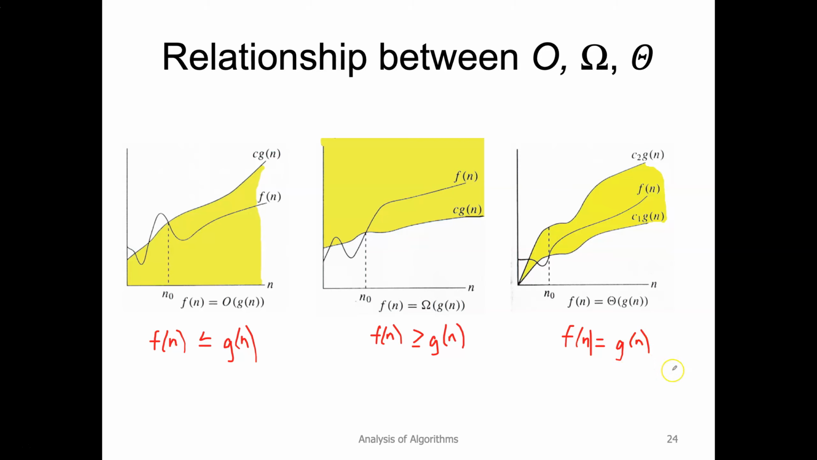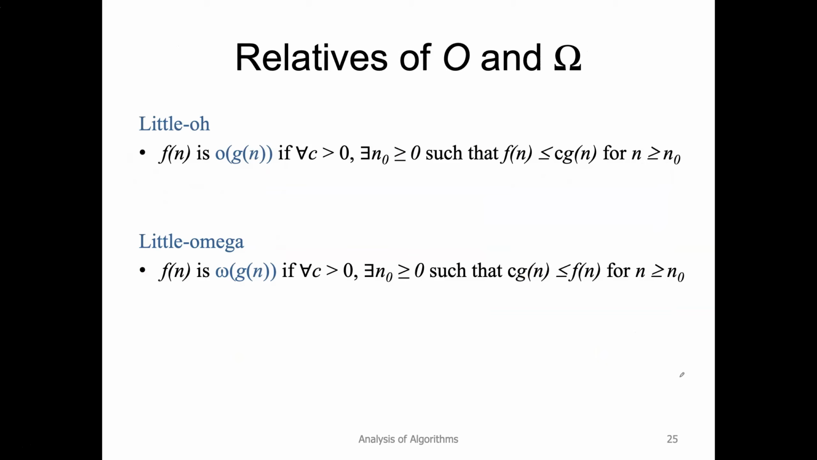So when we think of it this way, we have two missing relatives here: strict inequality, strictly less than or strictly greater than. And this is where little o and little omega come into play. So little o is more strict than big O notation. So if f of n is little o of g of n, then it's also big O of g of n.